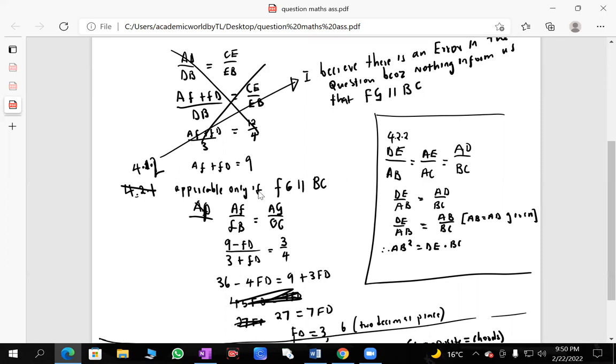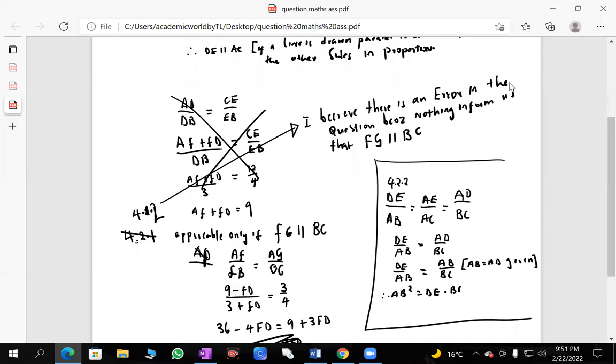It's applicable only if FG is parallel to BC. I also said I believe there is an error in the question, because nothing informs us that FG is parallel to BC. That is why many are confused.